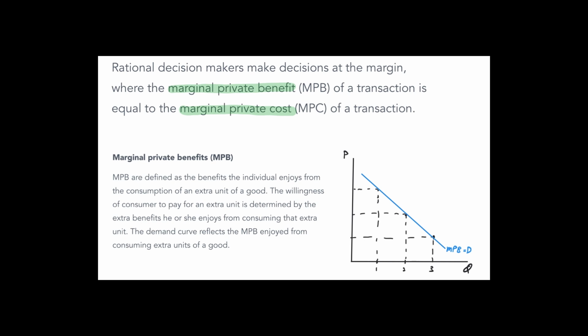Now, let me dissect this term, marginal private benefit. Marginal is about one extra unit. Whenever I'm having one extra unit, the word private says that I have to pay for it. It's not for free. I'm willing to pay a price for it. And benefit is about some sort of satisfaction, utility that is derived from it.